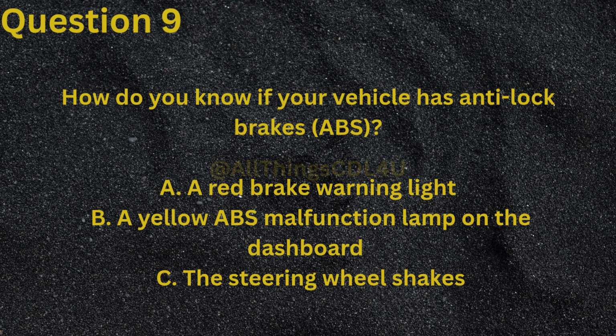How do you know if your vehicle has anti-lock brakes, ABS? A. A red brake warning light. B. A yellow ABS malfunction lamp on the dashboard. C. The steering wheel shakes. B. A yellow ABS malfunction lamp on the dashboard.